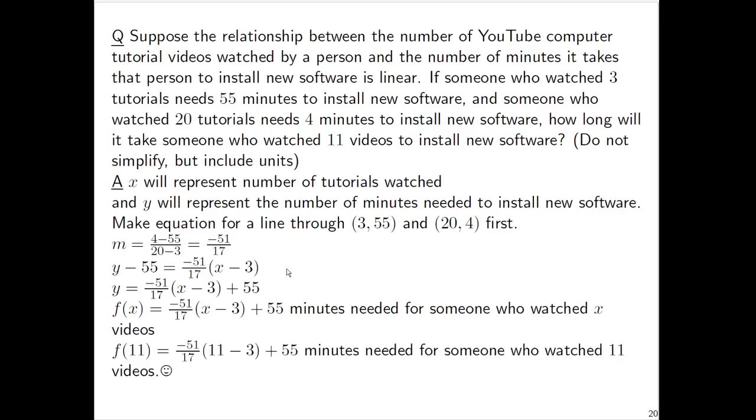Then, for somebody who's watched 11 videos, what we're looking for is f of 11. So just replace all the x's with 11. And so somebody who's watched 11 training videos is going to need negative 51 over 17 times the quantity 11 minus 3, close parentheses, plus 55 minutes. That's how many minutes that person would need. Again, there are some assumptions going on here in saying that the experience based on watching computer training videos should be linear to the amount of time it would take to install a new piece of software, and maybe that assumption's a little wrong, but that's the model that we're working off here.